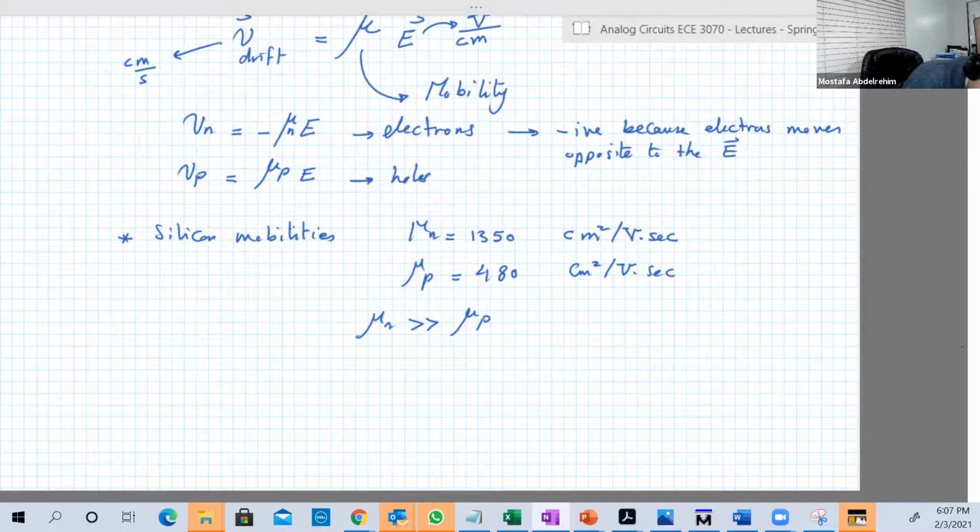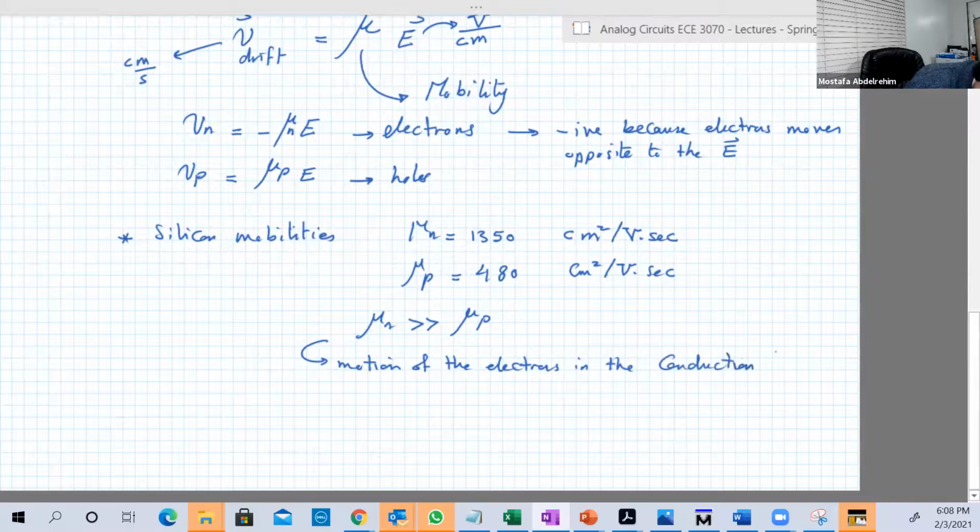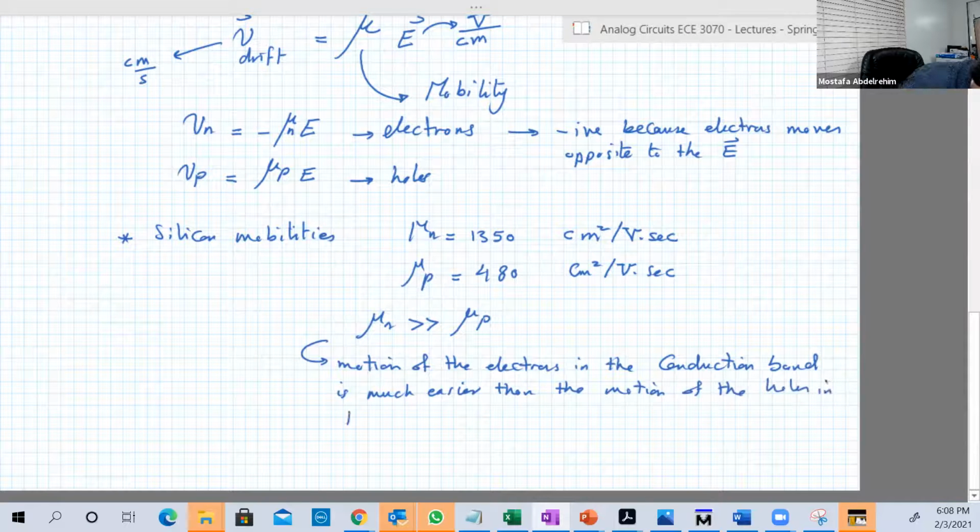So why is this? Because the motion of the electrons in the conduction band is much easier, we can say, than the motion of the holes in the valence band.